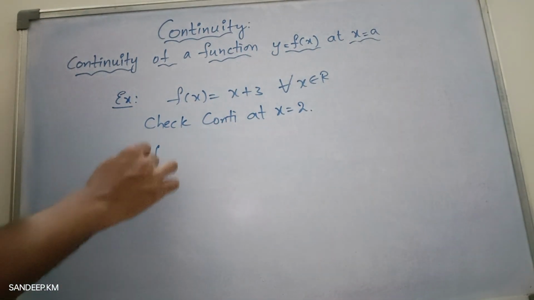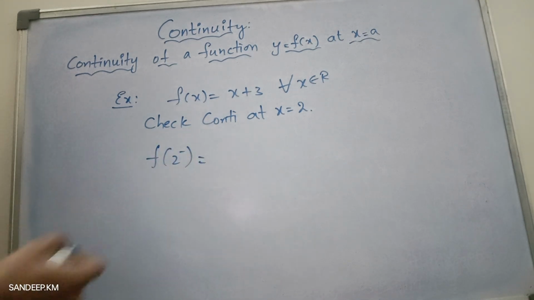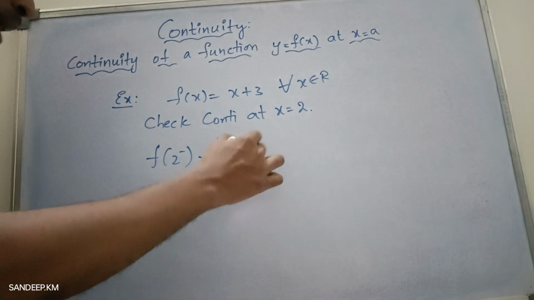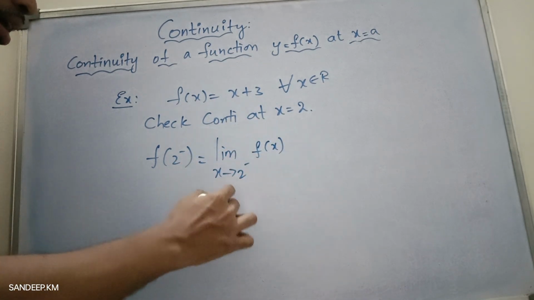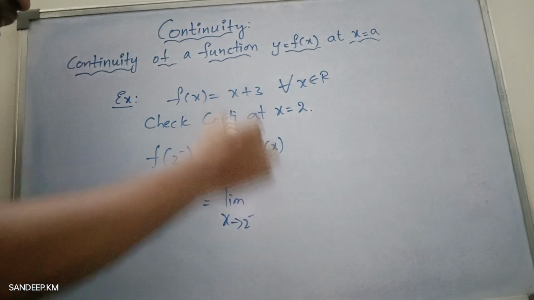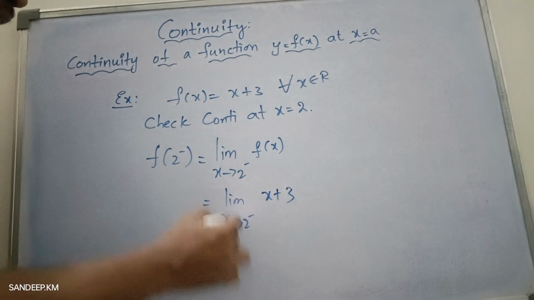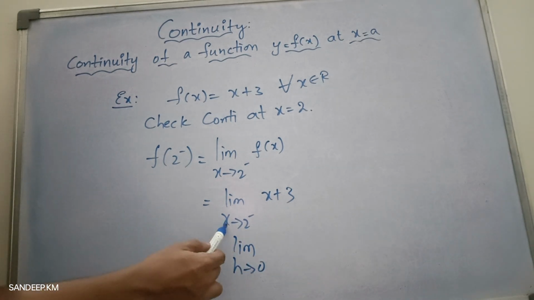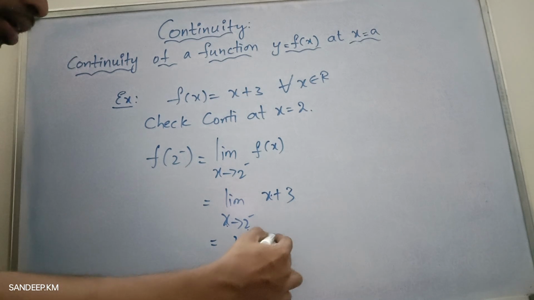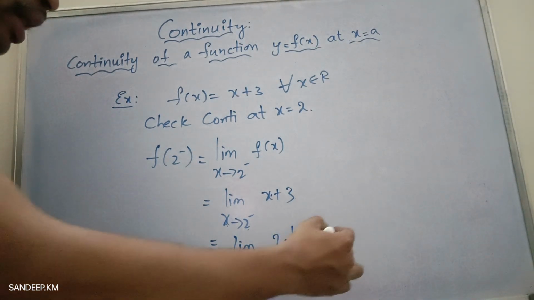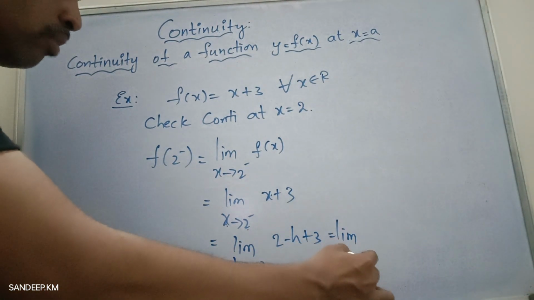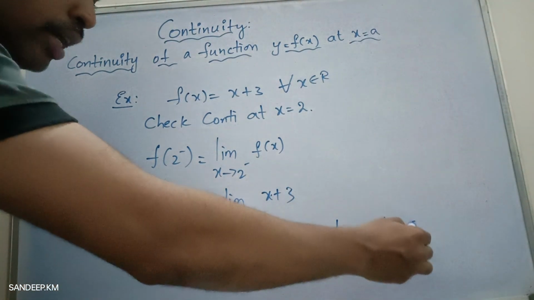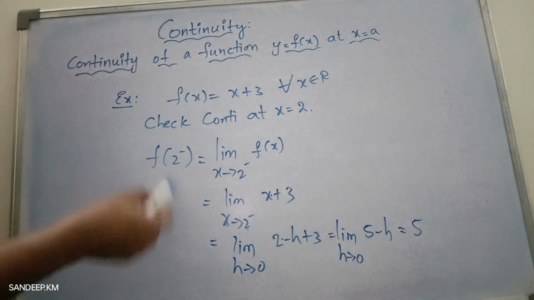For this, first let me find the left hand limit, dear students, f of 2 minus at x is equal to 2. The left hand limit, what is it? Limit x approaches 2 minus f of x. Okay, limit x approaches 2 minus f of x is x plus 3. And we can also convert this limit as what? h approaches 0. If I write h approaches 0, then instead of x we will write 2 minus h. Correct or not? x becomes 2 minus h plus 3. Okay, so this is limit h approaches 0, 2 plus 3 is 5 minus h. Now you can substitute h value as 0, you will get 5 minus 0 as 5. The left hand limit is 5.